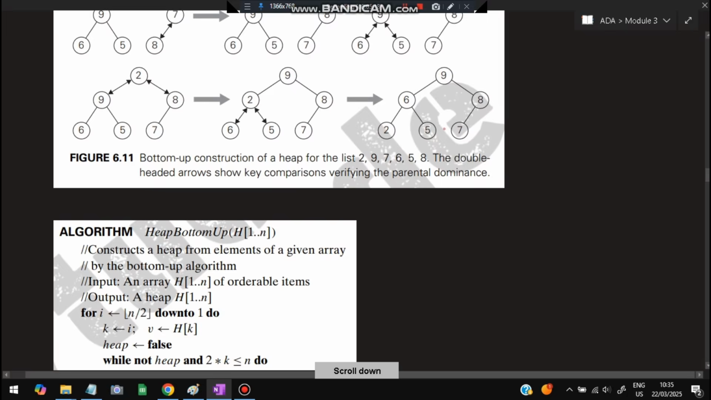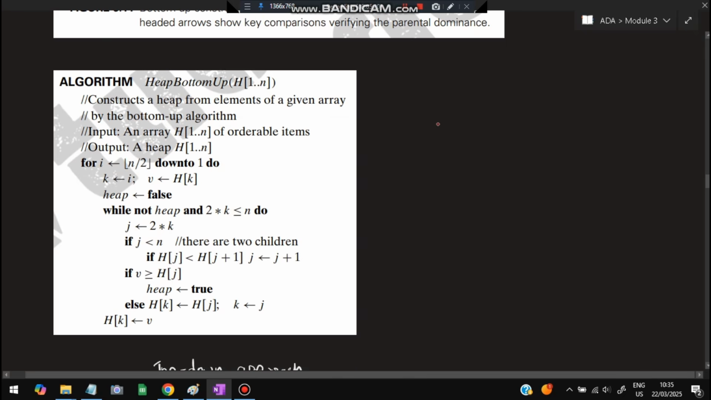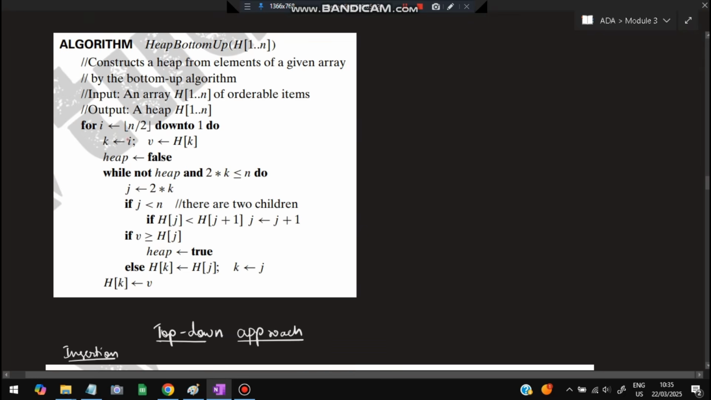So this is the thing you need to know, and this is the algorithm. The algorithm will be having a for loop. This is the for loop which will be going from top to down.